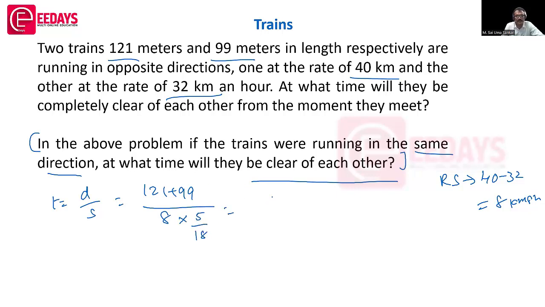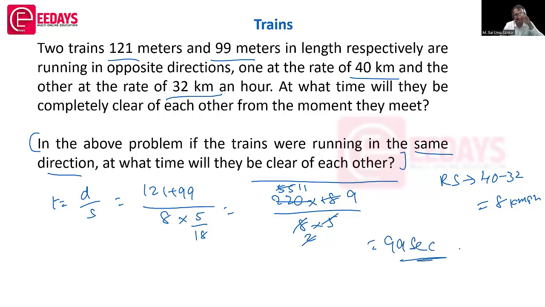So this is equal to 220 into 18 by 8 into 5. Okay. Now 4 2 times, 4, 5 times and 55 times. And this is equal to 11. And this is equal to 9. So what is the answer? 99 seconds is the answer.